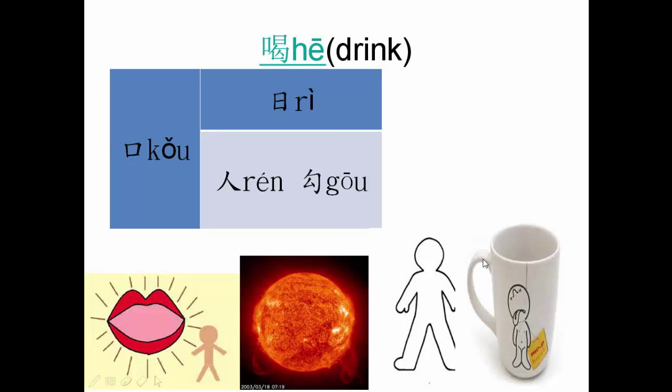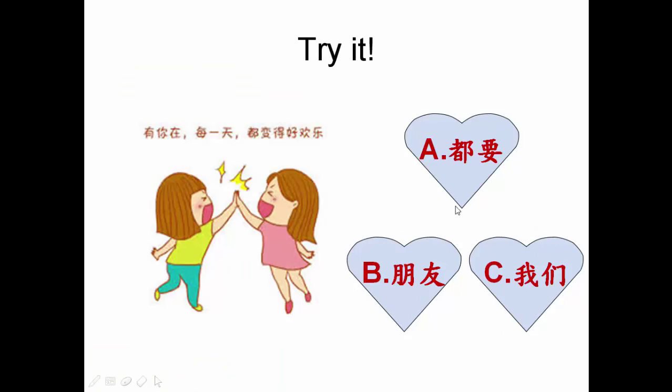So I put a mark here. It looks like a mark here, and then there is a cup here. Okay, but how to remember this one? If the sun is very big and very hot, human beings will be very thirsty. So we need to drink something with our mouth. We use a cup to drink something. So it means to drink. 喝, okay? Okay, so now let's try it.